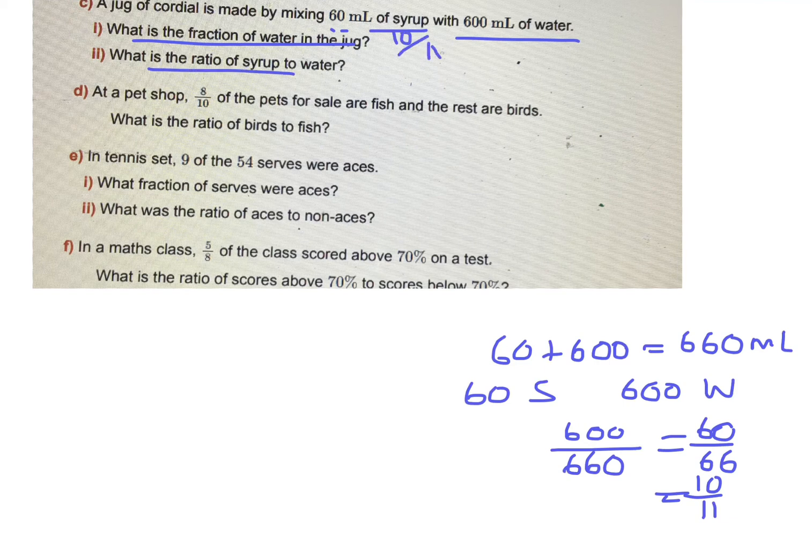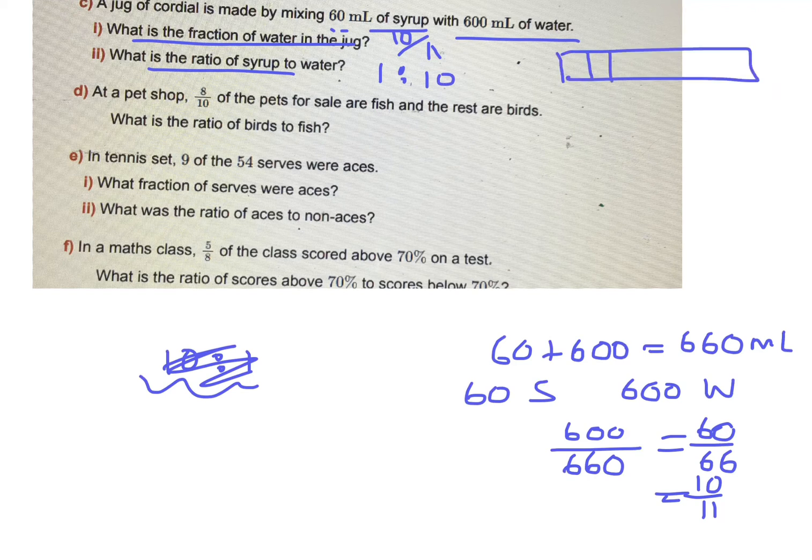What is the ratio of syrup to water? So if we want syrup, that would be 1 to 100. Because if you think about this, if there's 11 parts altogether, 1, 2, 3, 4, 5, 6, 7, 8, 9, 10, 11, if 10 parts of those I might just shade them, if 10 parts of those are water, then this one here must be syrup. Okay, so if you want to get syrup to water, that's why it would be 1 part to 10. And the total number would be 11 parts.